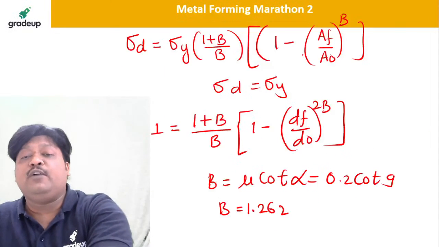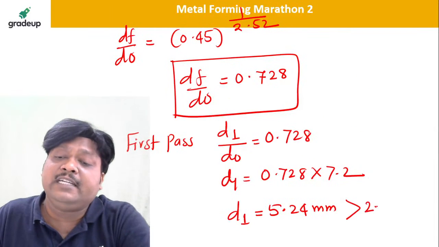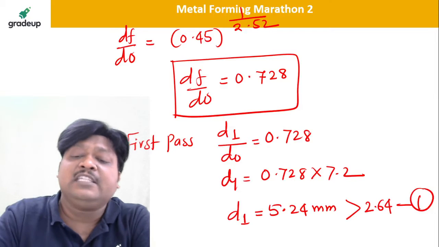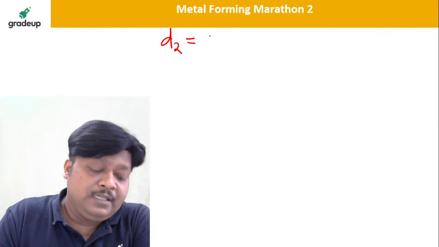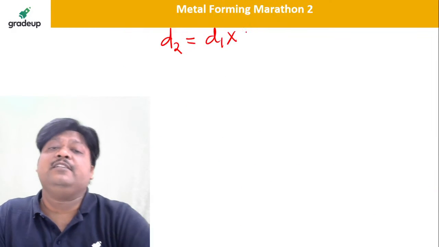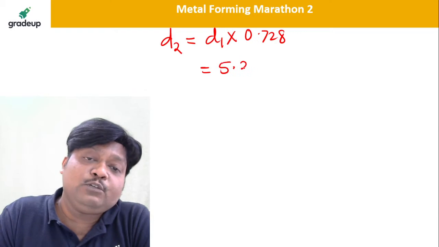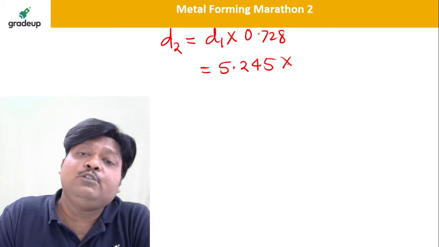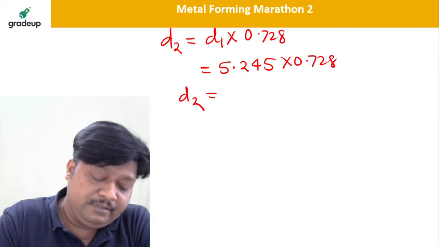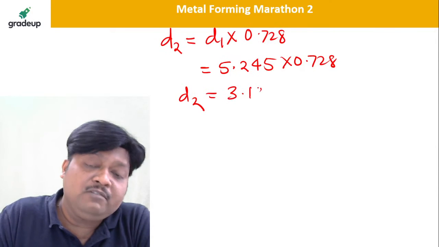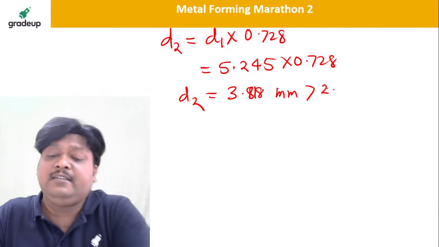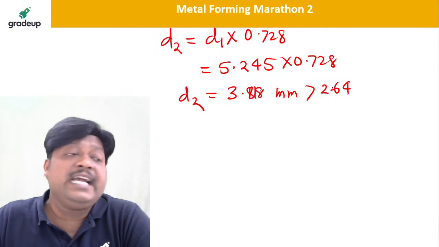You require the final diameter 2.64. So 5.24 is definitely greater than 2.64. So this is pass number 1. Go for another pass because it is bigger than 2.64. Just go for the second pass. So D2 will be D1 into the ratio 0.728. D1 from the first pass was 5.24, into 0.728. How much is it? It is 3.818 mm, which is again greater than 2.64. Yes, this is definitely bigger than 2.64.